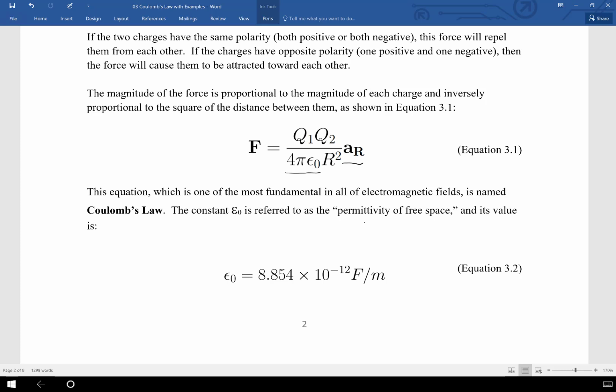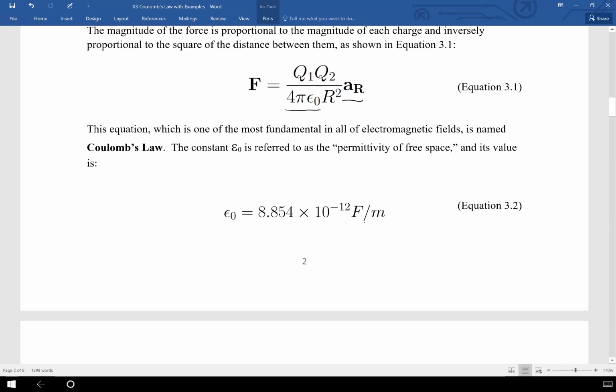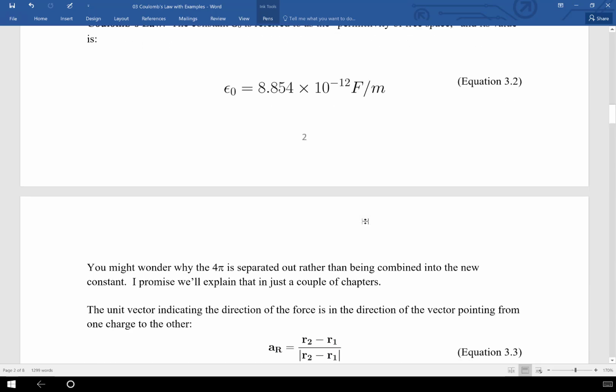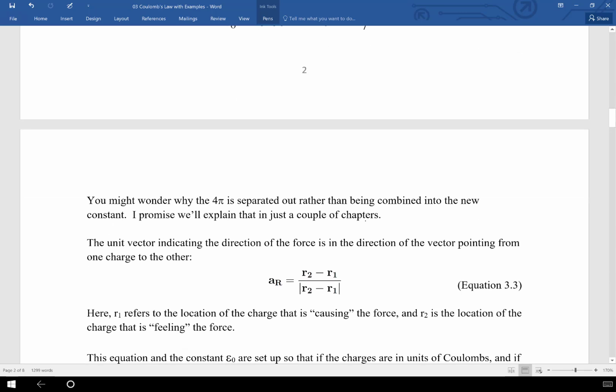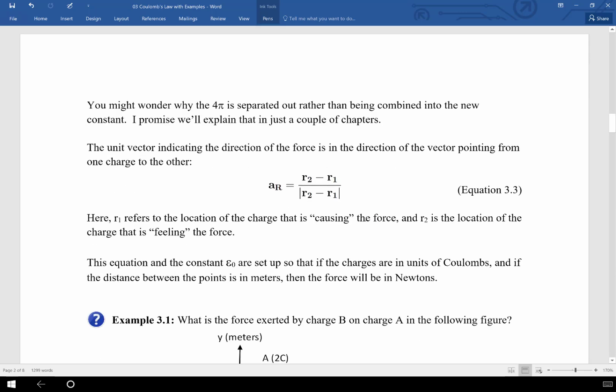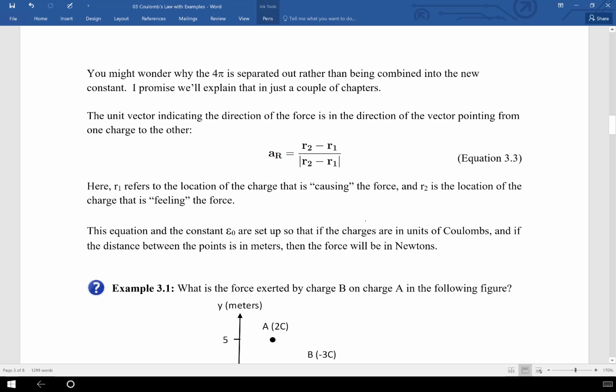This 8.854 times 10 to the minus 12, you're going to use that so often that it's really going to become part of your short-term memory. You'll be able to pull that out anytime that you need it. So as I mentioned, we'll talk about why that 4 pi is separated out. That's coming up in just a couple of chapters.